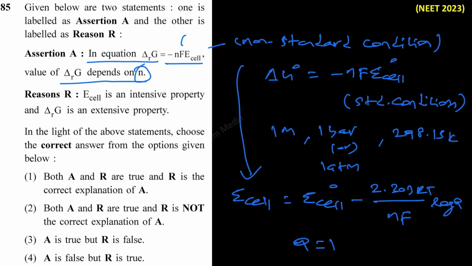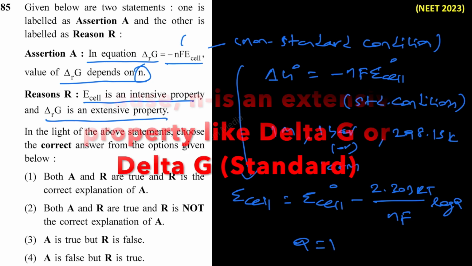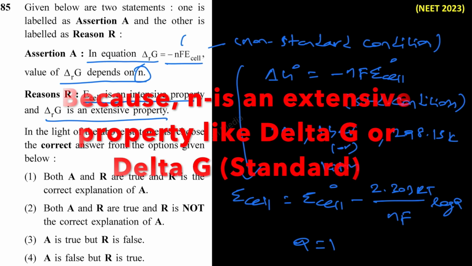And now the next one, Ecell is an intensive property, delta G is an extensive property. Is that correct? Yes, it is correct. Why is delta G an extensive property? Because if you double the concentration, then the free energy released will be doubled, isn't it? On the contrary, Ecell will remain as an intensive property. So therefore, reason is also correct.